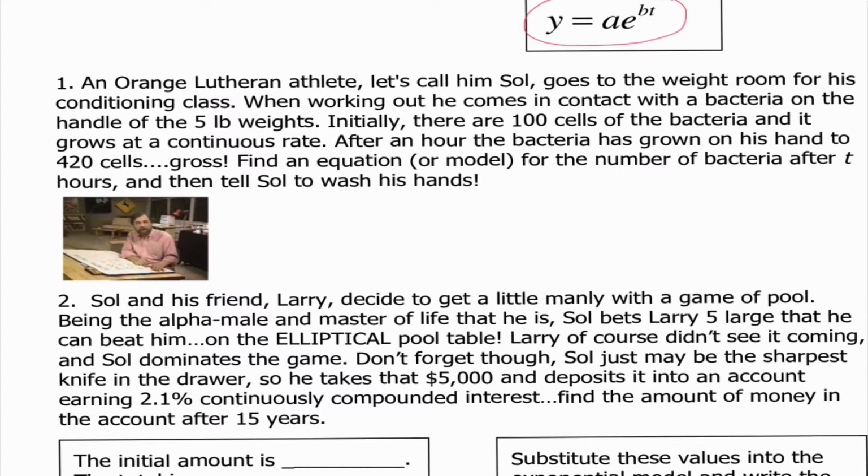When working out, he comes in contact with a bacteria on the handle of the 5-pound weights. Initially, there are 100 cells of the bacteria, and it grows at a continuous rate. After an hour, the bacteria has grown on his hand to 420 cells. Gross. Find an equation or model for the number of bacteria after t hours, and then tell Saul to wash his hands.